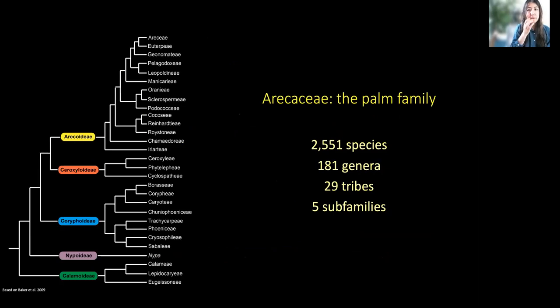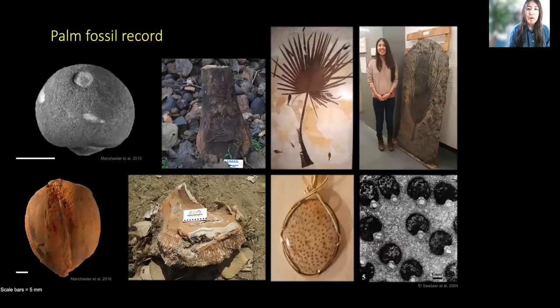All right, so before I dive in, I just want to make sure we're all on the same page about this. So palms are currently subdivided into 5 subfamilies, 29 tribes shown here in the tips of this tree, about 181 genera and over 2,500 species. So I'll be using this tree diagram throughout the talk to illustrate several points. And this is based on the genus level phylogeny of Baker et al. 2009.